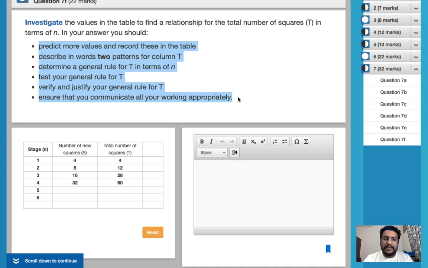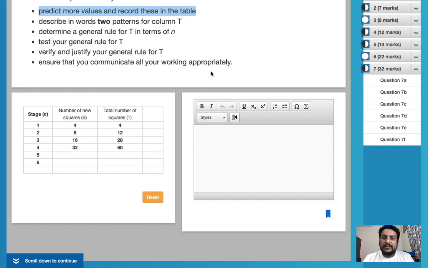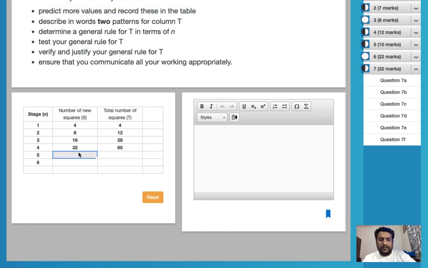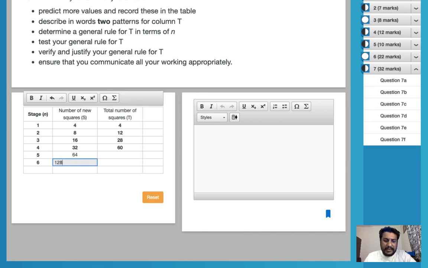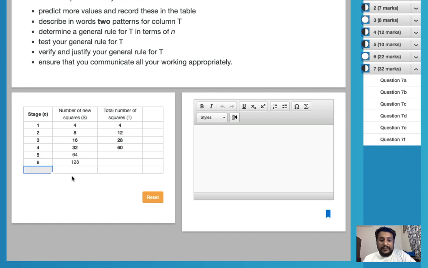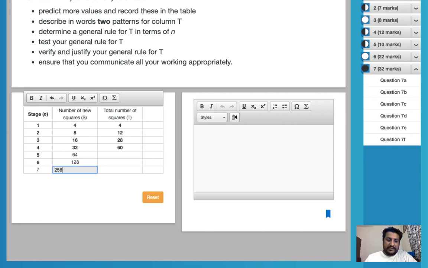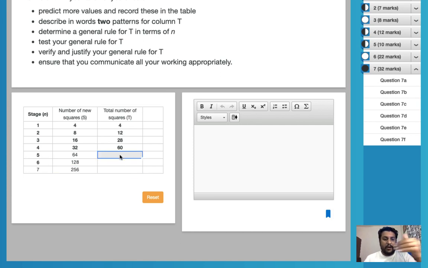First pointer, predict more values and record this in the table. We have to predict more values and record them in the table. The first column was already covered in the previous question, so I'll just continue from there. This is 64, this is 128. There is one more line to fill up also, 7, and this is 256. Now observe the pattern over here.